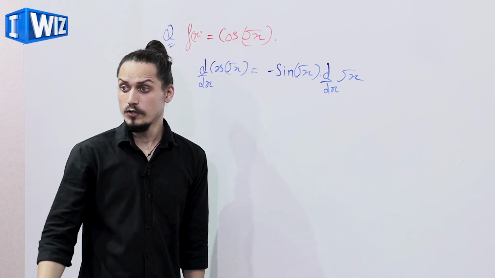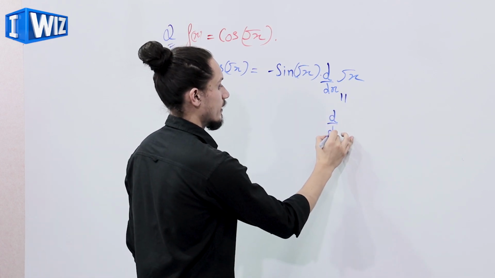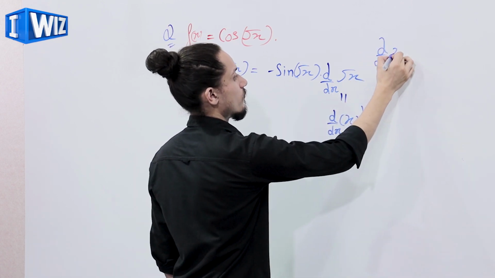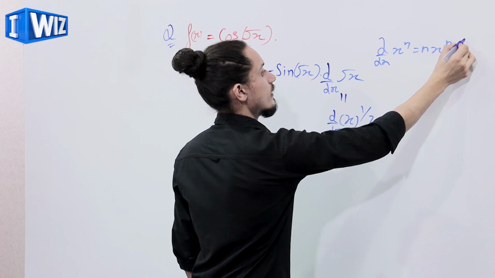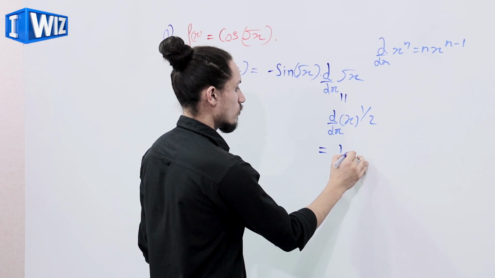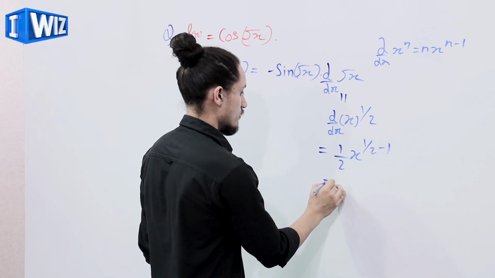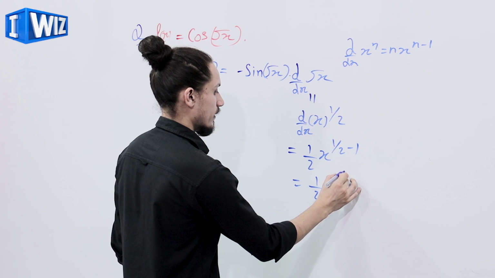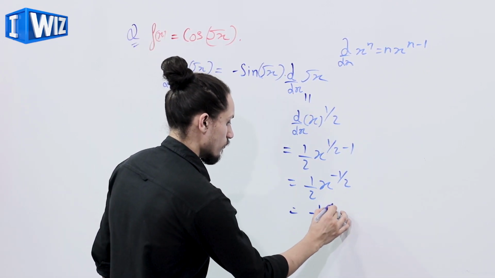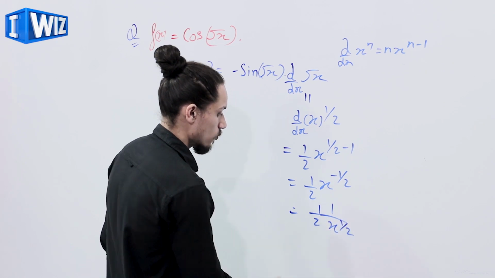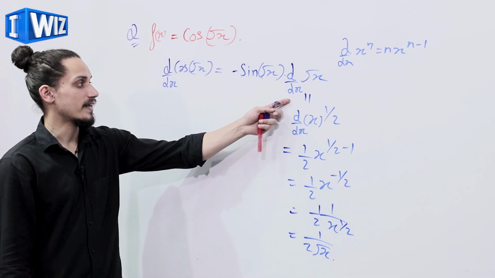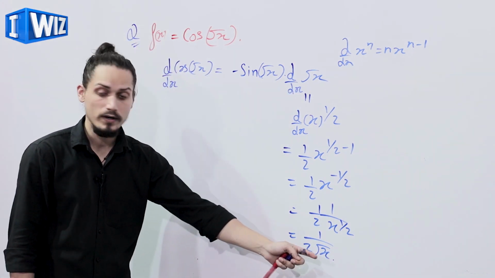Now d by dx of under root x can also be written as d by dx of x raised to power 1 by 2, and we know d by dx of x raised to power n is equal to nx raised to power n minus 1. Using the same rule here, we get 1 upon 2 x raised to power 1 by 2 minus 1, which is equal to 1 upon 2 x raised to power minus 1 upon 2, which will become 1 upon 2 into 1 upon x raised to power 1 by 2, which is equal to 1 upon 2 under the root x. So d by dx of under root x is equal to 1 upon 2 under the root x.